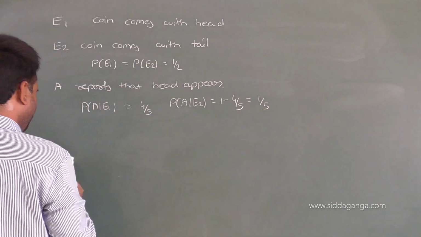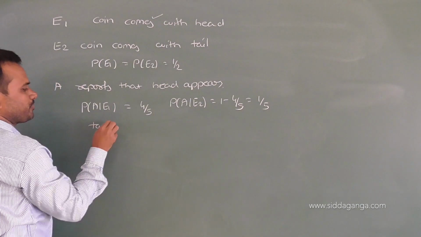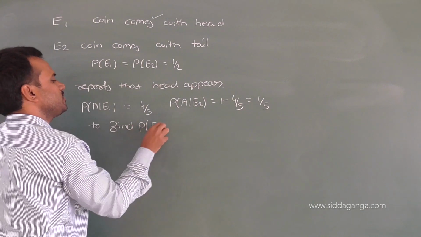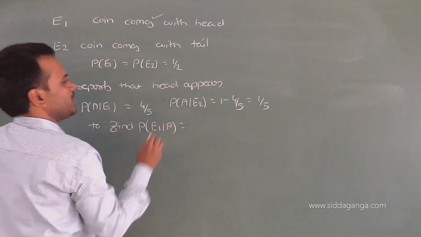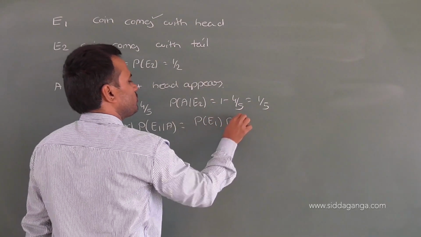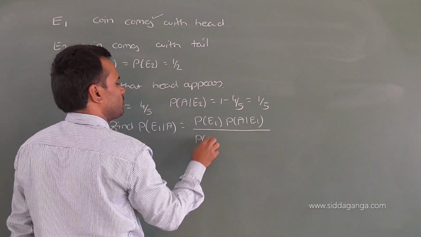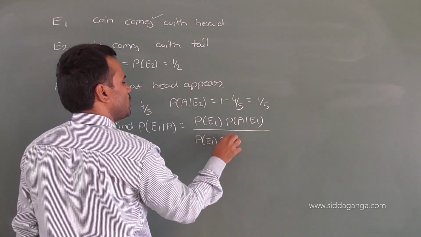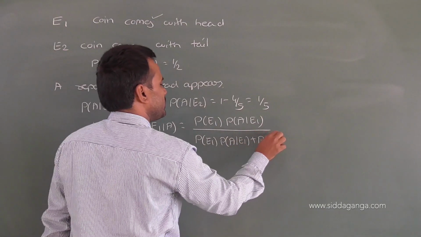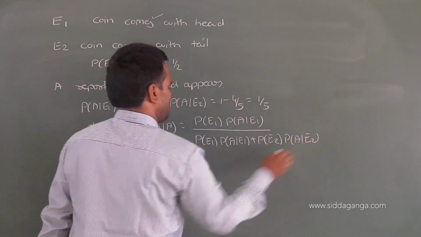So therefore actually there was a head. There was a head means E1. To find probability of E1 given A, according to the Bayes theorem, P of E1 into P of A given E1 divided by P of E1 into P of A given E1 plus P of E2 into P of A given E2.